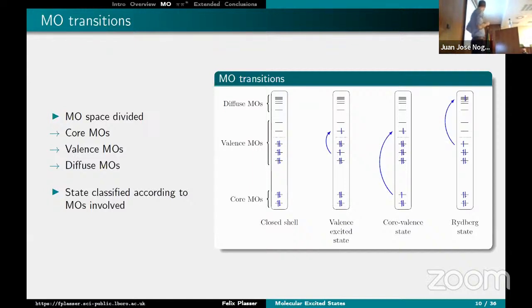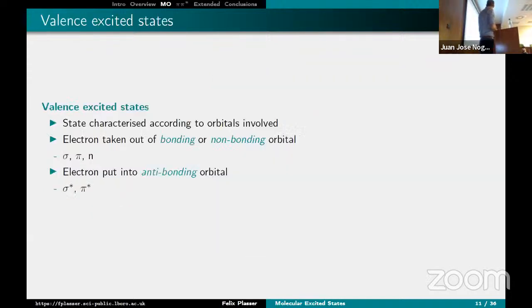And then we just classify the state according to the MOs involved. I'm sure that's not anything new to most of you, but it's the starting point that I want to use here. So we take an electron out of a bonding or a non-bonding orbital, and we put the electron into an anti-bonding orbital.